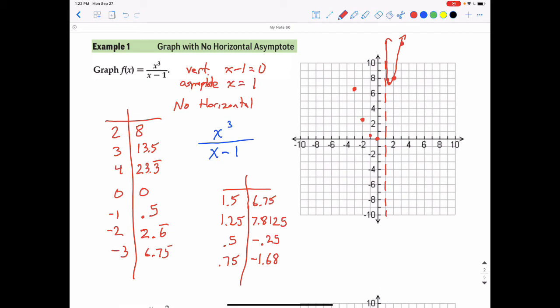And then we have (0.5, negative 0.25), which will be about right here. And then (0.75, negative 1.68), which is about in this area. So what's going on this side of the graph is it comes in pretty steep, and then it kind of levels off in this area a little bit, and then drops very rapidly again. So you can see that when you have rational functions with exponents, you can get some very rapidly changing graphs and some unusually shaped graphs.